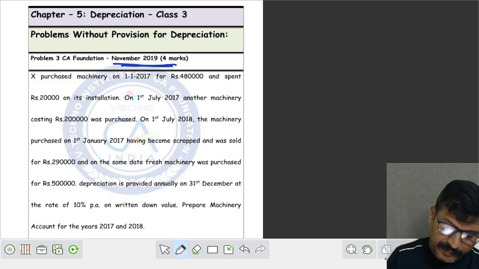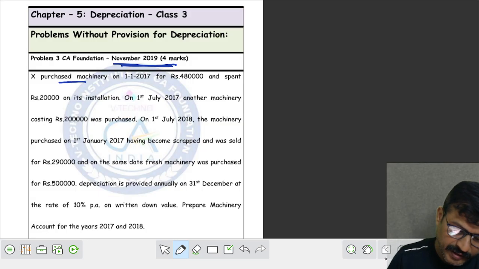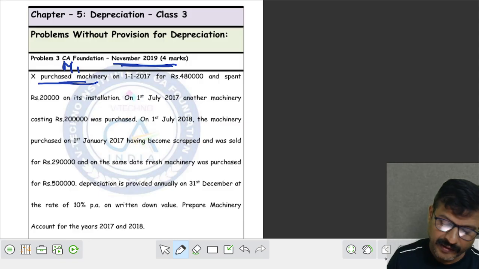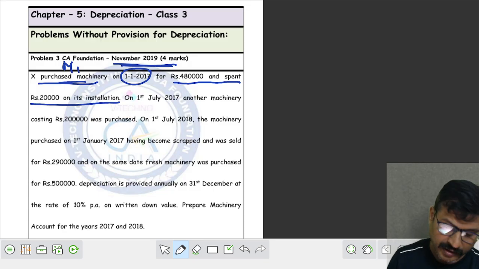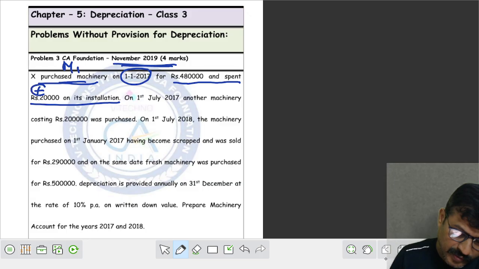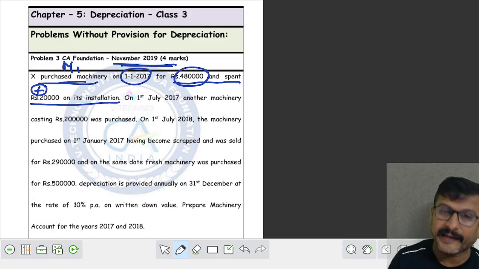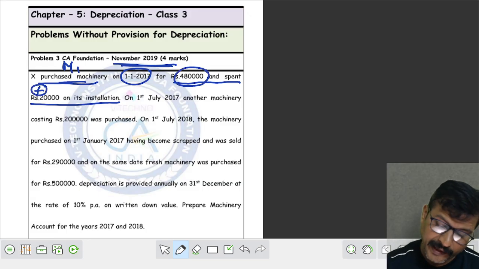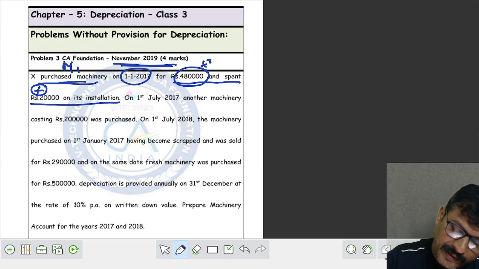X purchased machinery on 1st January 17. Purchased machinery means what? Here M1 is purchased on January 17 for 4,80,000, and 20,000 was spent on its installation. What to do with 20,000? This 20,000 is added to the 4,80,000. When you add, we have to add plus 20,000 to this number.